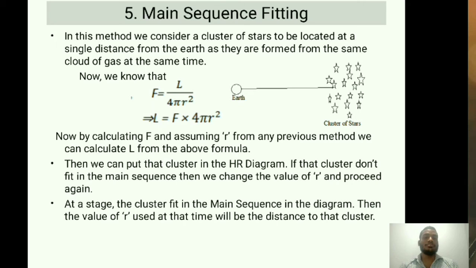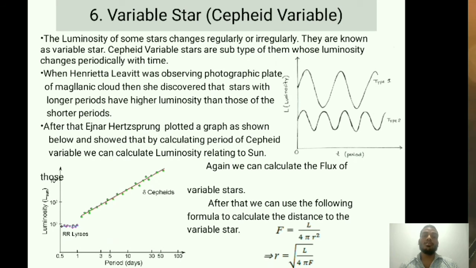Now the sixth technique I have used here is variable stars, where I have used Cepheid variables. Some stars' luminosity changes with time. Those are called variable stars, and Cepheid variables are ones whose luminosity changes periodically with time. At an earlier stage, women could not use telescopes, so a scientist, Henrietta Leavitt, was observing photographic plates of the Magellanic Cloud, and she discovered that stars with longer periods have higher luminosity and stars with shorter periods have lower luminosity, and she showed this by this graph.